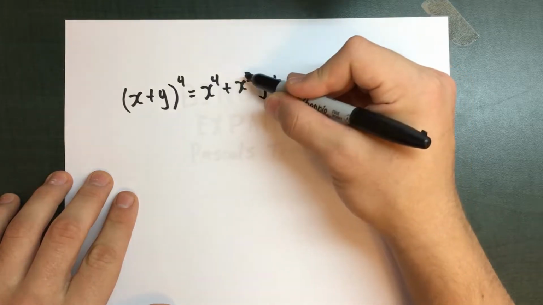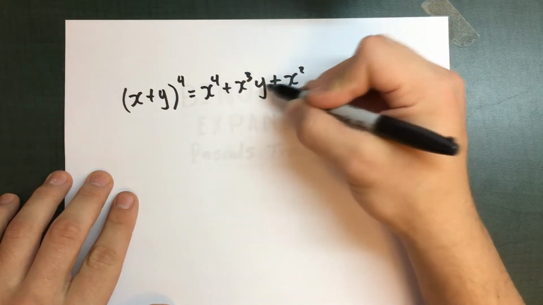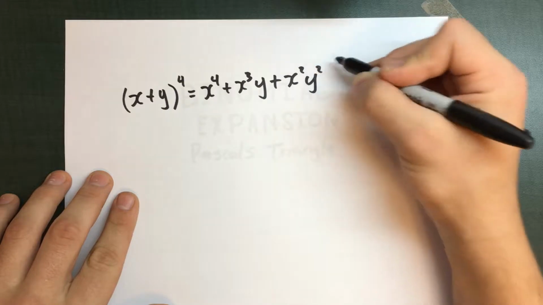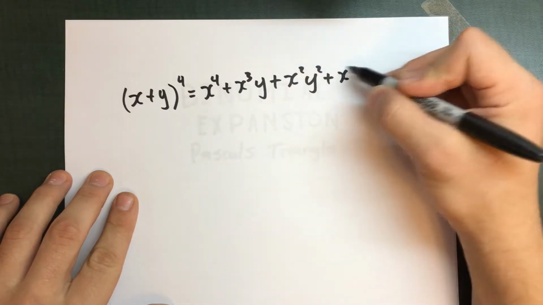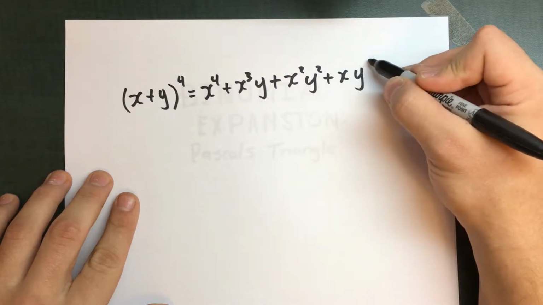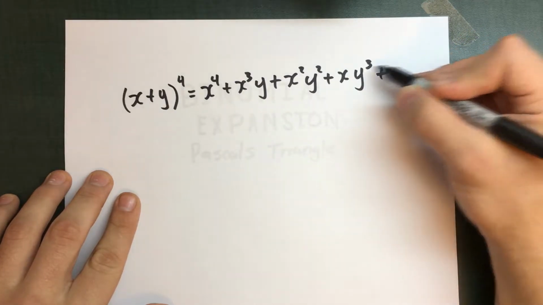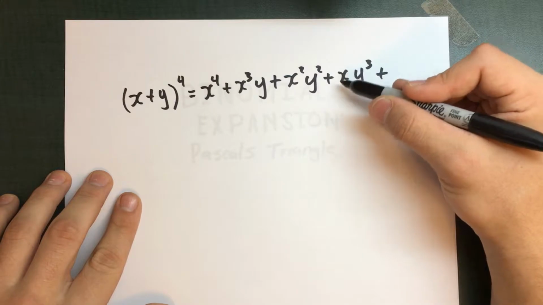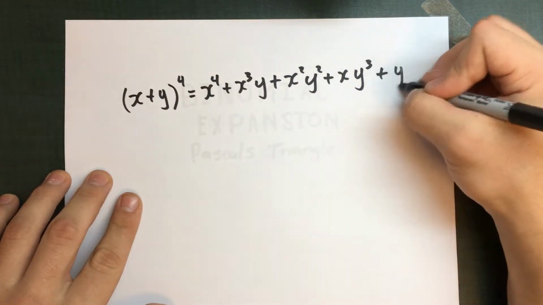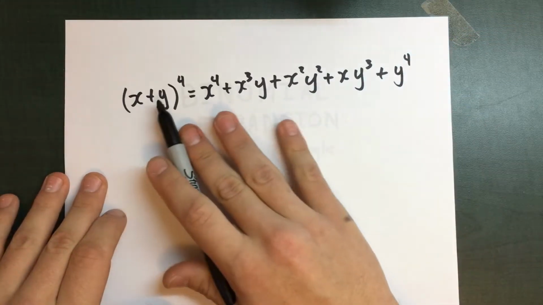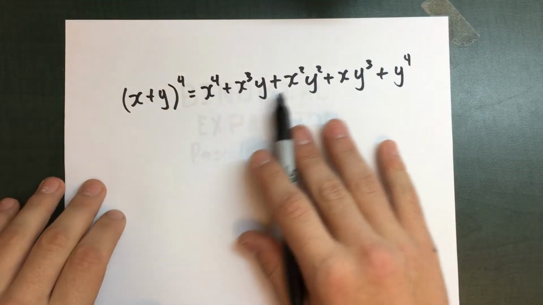So we subtract 1 from 3, we get x squared, we add 1 to get y squared, then we do this again. We subtract 1 from 2, x, we add 1 to get y cubed, and then we subtract 1 from 1, which is just 0, which gives us 1 for x, and a value of y to the 4. So this is what it looks like to expand out the terms.